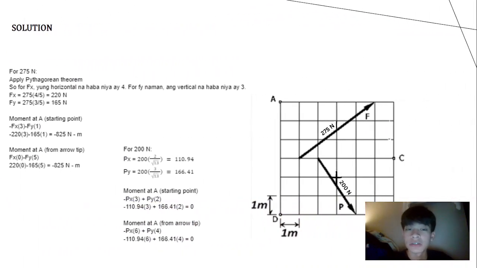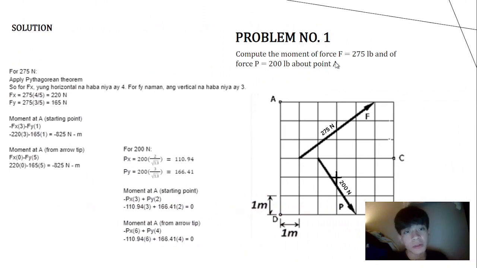So, dito sa problem number 1 natin, compute the moment of force, which is F is equals to 275 pounds and a force P is equals to 200 pounds, about A. So, una natin gagawin, itong si 275 newtons, ito muna yung solve natin. So, apply muna natin yung Pythagorean theorem na natutunan natin, which is yung square root of a squared plus b squared.